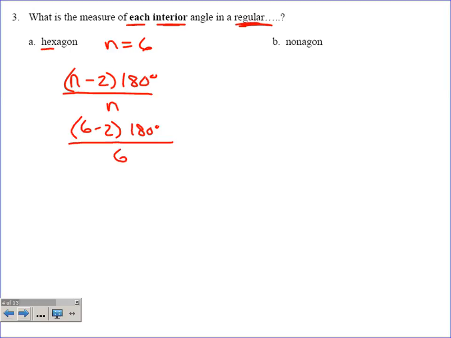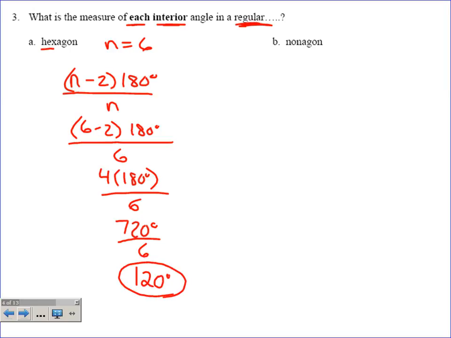What's 6 minus 2, do you know? So we have 4 times 180 degrees divided by 6. What's 4 times 180, do you know? 720. 720 divided by 6. 120 degrees. Okay, make sure that we have the degrees at the end.